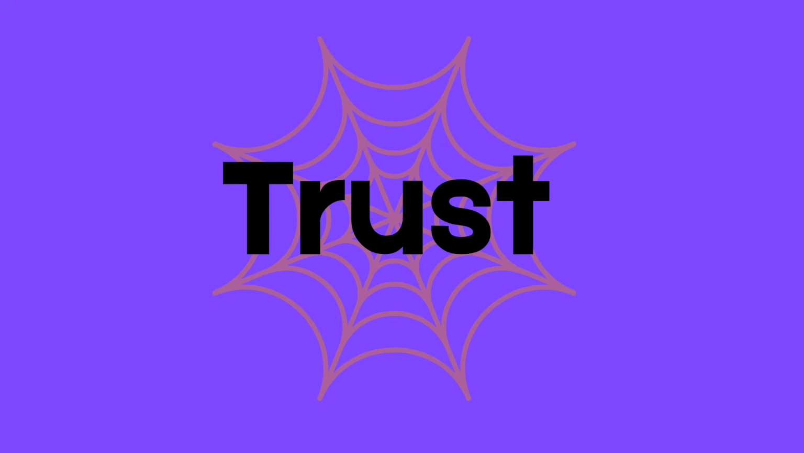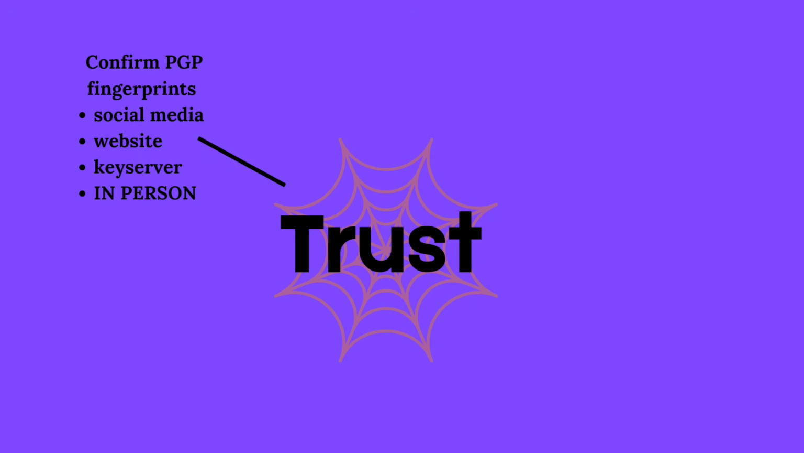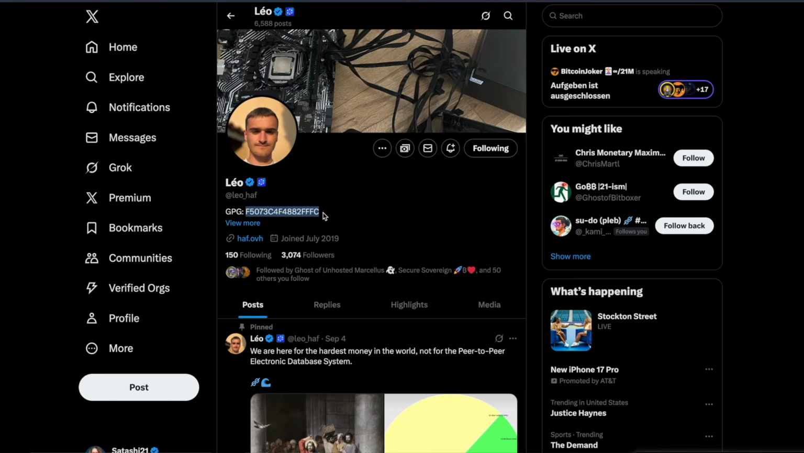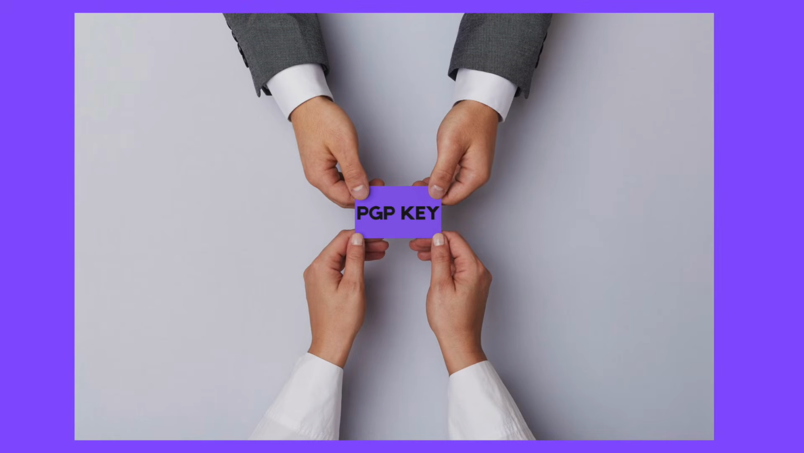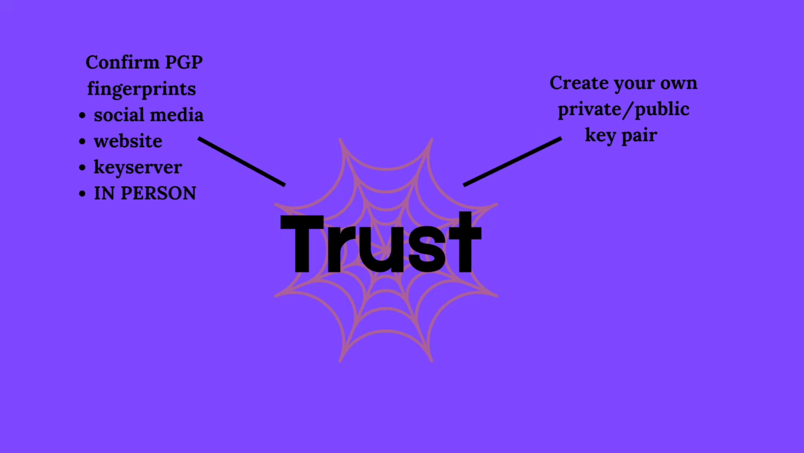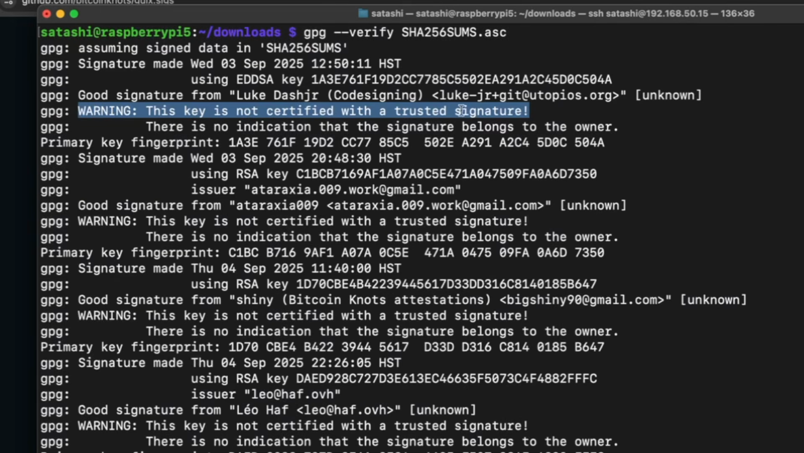To remove this warning, you need to build what is called a web of trust. So first, you would take the fingerprint of the developer's public key, which is a hash of their public key, and verify it against another trusted source. This could be their website, a verified social media account, a key server, or the best way possible would be actually in person. Then you create your own private public key pair, assign a trust level to each imported public key. Then you sign the public key with your private key. Then you won't see this warning.